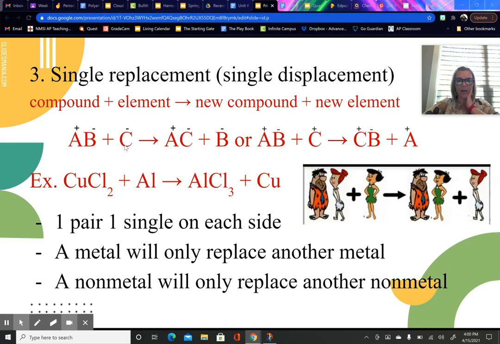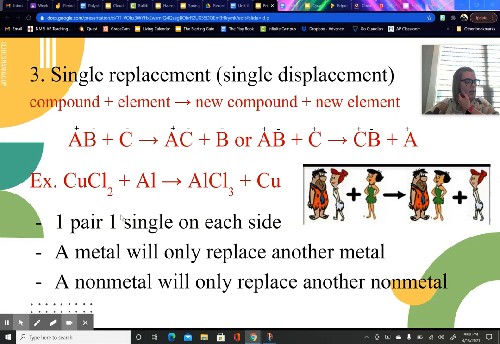I also want to point out that when C took the place of A, it literally took the place of A. It has to come first because the metal or the positive ion always comes first. So in the scenario that you're going to see, we've got copper chloride. So copper is the metal and chlorine is the nonmetal. And then aluminum comes along, and aluminum is a metal, so it can only replace another metal. So it kicks the copper out and takes the chlorine from it to become AlCl3. And then you've got Cu all by itself.